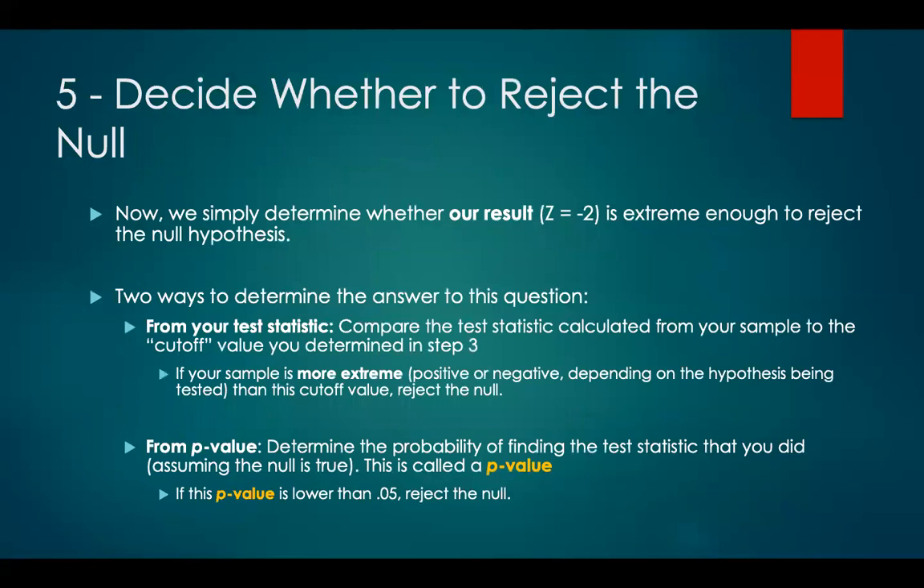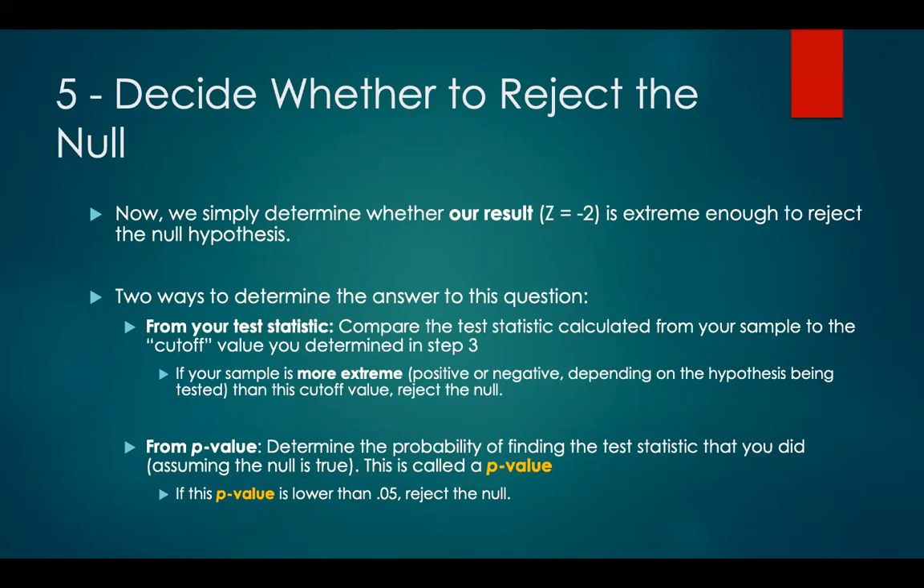Now we'll simply determine whether our result of z equals negative 2 is extreme enough to reject this null hypothesis. There are two ways you can do this. From your test statistic, z equals negative 2, you can compare that test statistic calculated from your sample to the cutoff value you determined in step 3. If your sample is more extreme, in the positive or negative direction depending on the hypothesis being tested, than this cutoff value, you reject the null. Or you can do it directly from the p-value. So determine the probability of finding the test statistic that you did, in this case, negative 2.